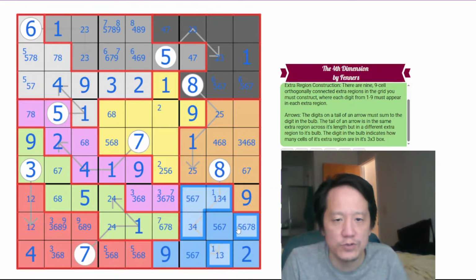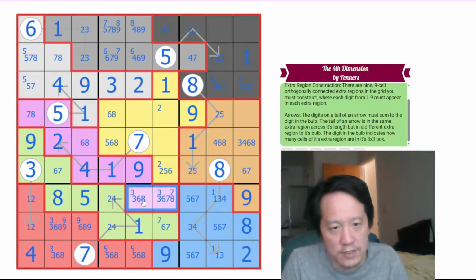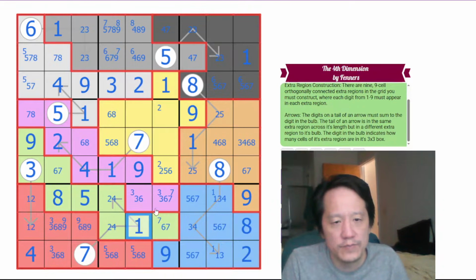Where's the 8 in this blue region? It must be here. So this is 8, which means this can't be 8. We have a 6, 7 pair in the green region, which eliminates 6 and 7 from the rest of the green region. So this is 8. These can't be 8. Therefore, none of these are 8. 8 has to be one of these two cells.